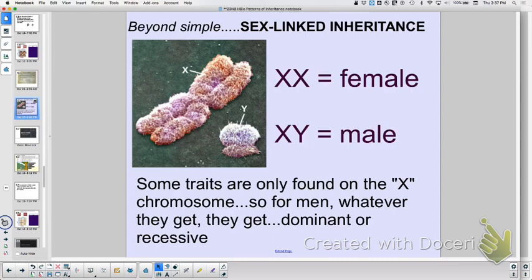But in this case, you only need 1 bad copy if it's on the X chromosome because gentlemen only have 1 X chromosome. So that would be another exception to the rule. Codominance, incomplete dominance, sex-linked traits for males. What's another one?